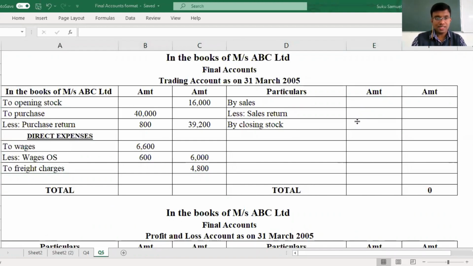On the credit side, we have sales. How much is sales? Sales is 1,60,000. Corresponding to sales, we have sales return as well. Sales return is 3,000. So from total sales, if you subtract sales return, you get the net sales. Net sales is 1,57,000. Then we have closing stock. Closing stock is 14,000. Closing stock also we have considered.